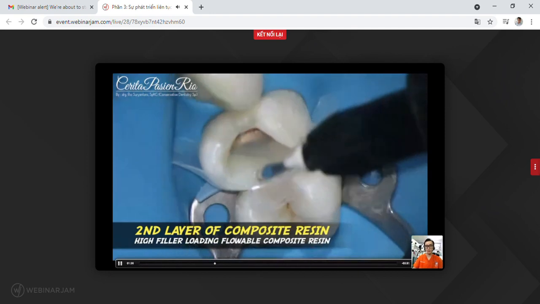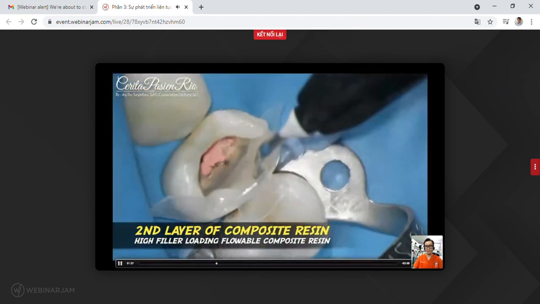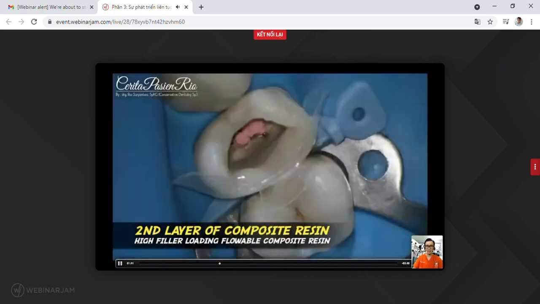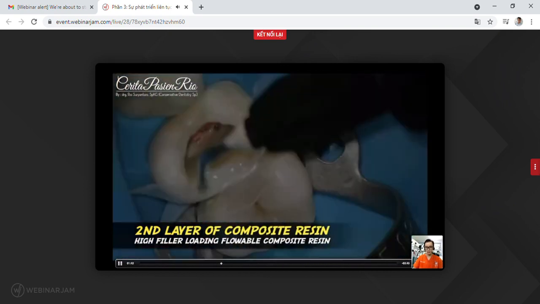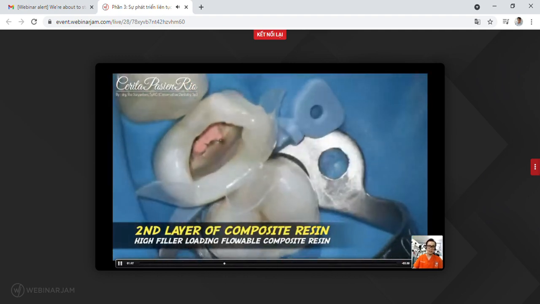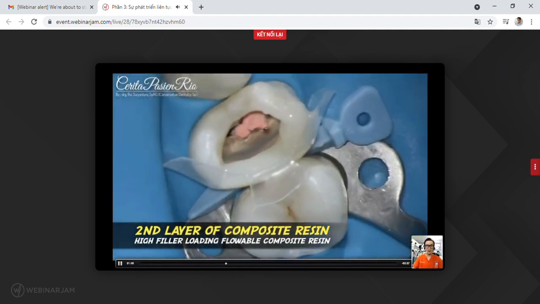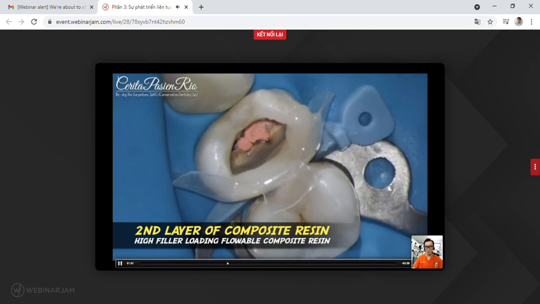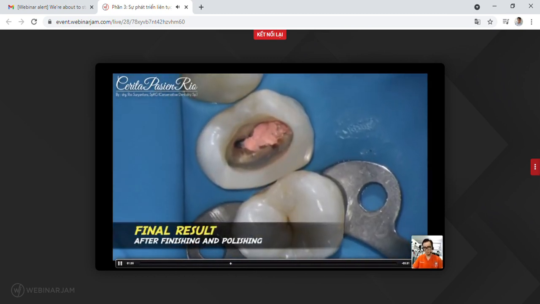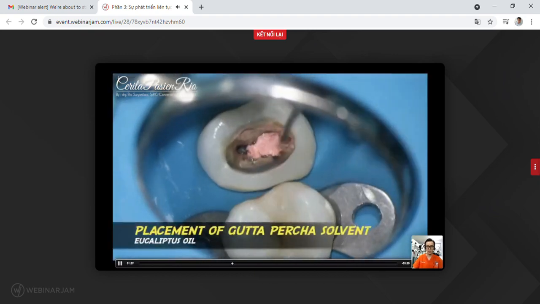And why do I use flowable composite resin? Because I want to compensate for the irregularity of the tooth structures that are left after being prepared. And then after having a four-wall cavity access in this case, I start to remove the gutta percha.